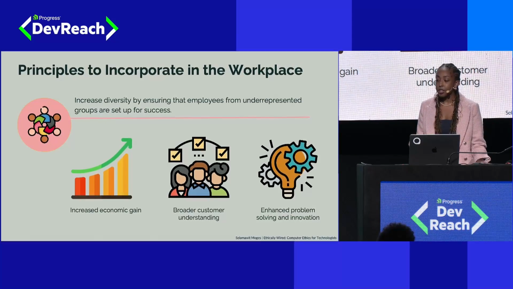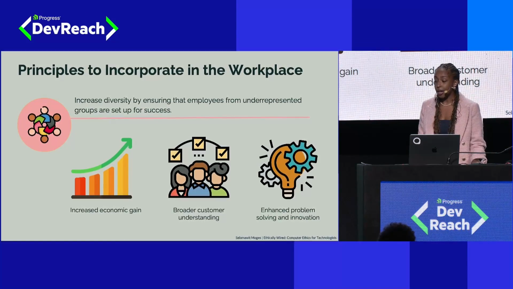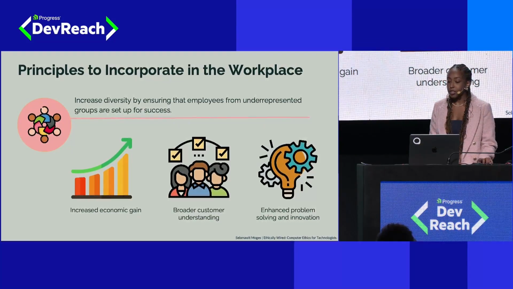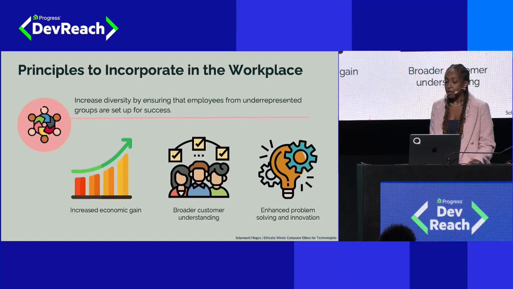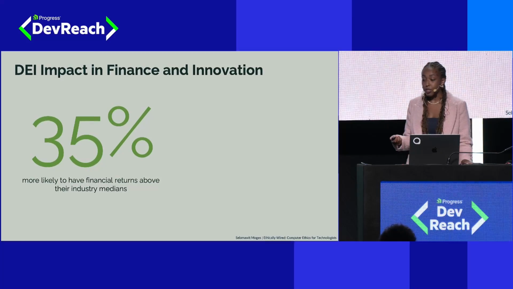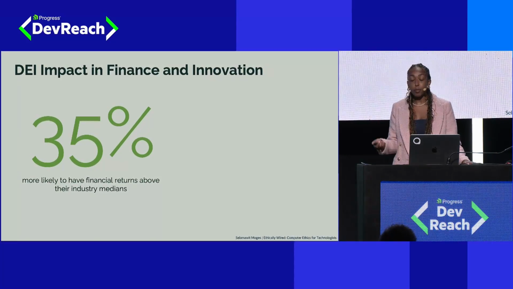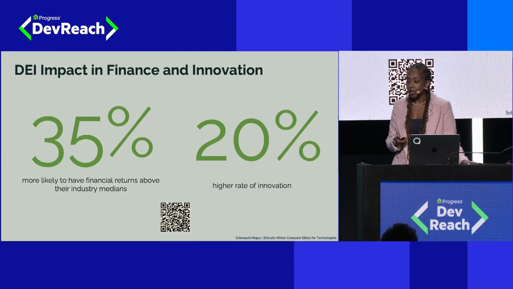Next, increase diversity by ensuring the employees from these underrepresented groups are set up for success. Diversity as a whole has helped to increase economic gain, broaden customer understanding, and also enhance problem solving and innovation. And when looking at a McKinsey & Company report, they found that companies in the top quartile for ethics have been 35% more likely to have financial returns above their industry median, and also 20% higher in innovation. And if you'd like to see the full report, feel free to scan the QR code here.